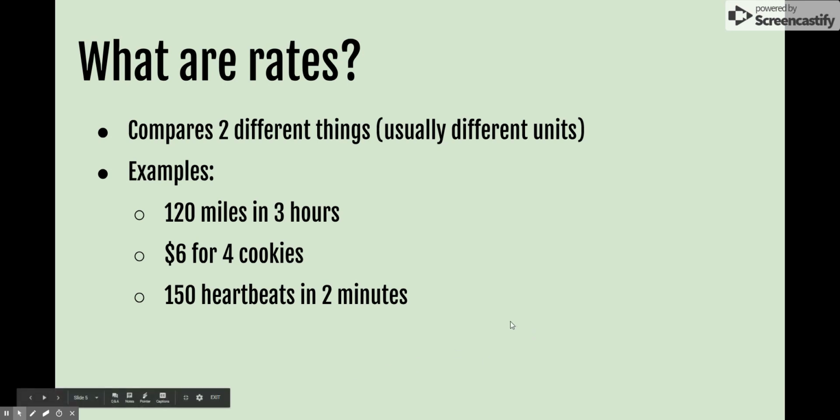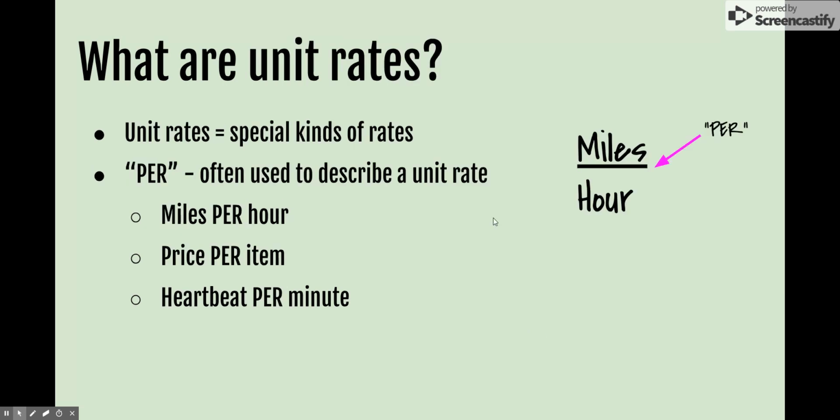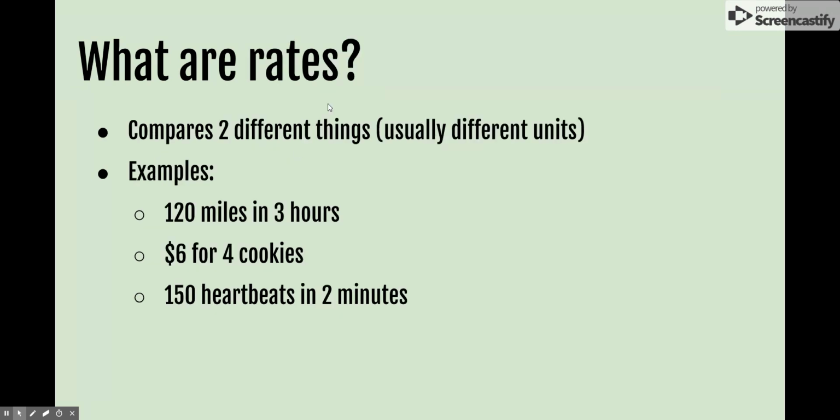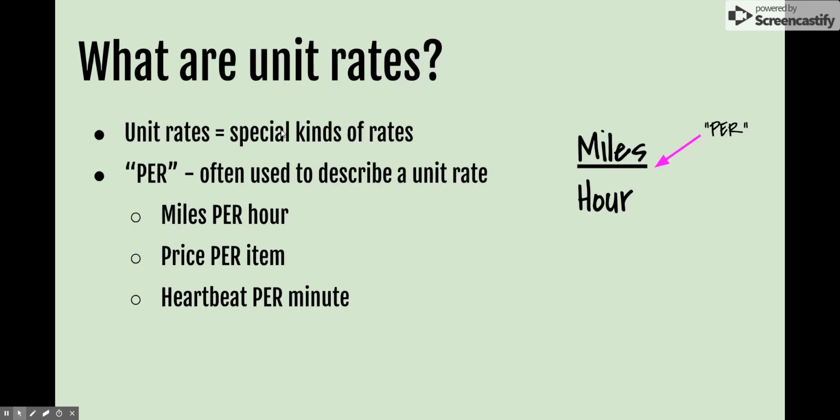So rates are just going to include different units. That's how you can remember the difference between rates and ratios. And then unit rates are special kinds of rates. Notice how my rates here are just 120 miles in 3 hours, $6 for 4 cookies. I can just have multiple things going on. With unit rates, I want to know what is the rate of something for just one of something else. Usually we use this word per, which describes a unit rate.